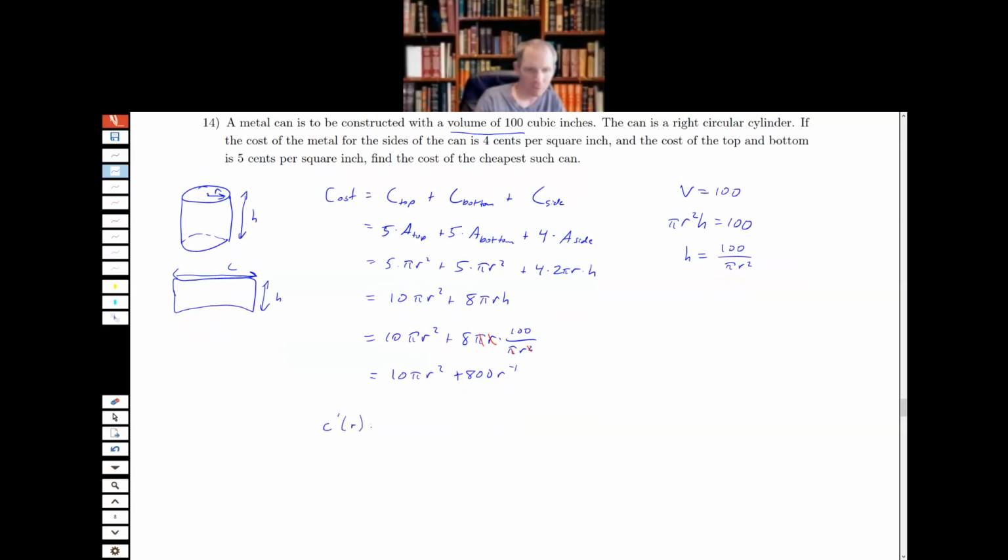So now we look at the derivative. C prime of r. I get 20 pi r minus 800 r to the negative 2. It's going to be undefined, so r to the negative 2 is a 1 over r squared. It's going to be undefined when r is 0. When r is 0, we don't have a can, so that's not a real solution.